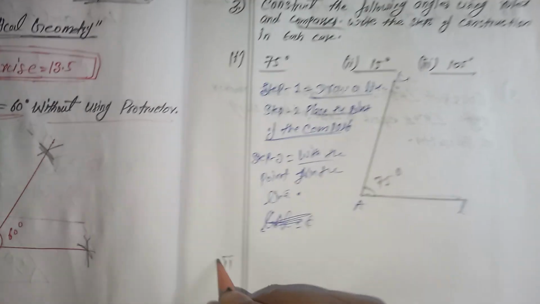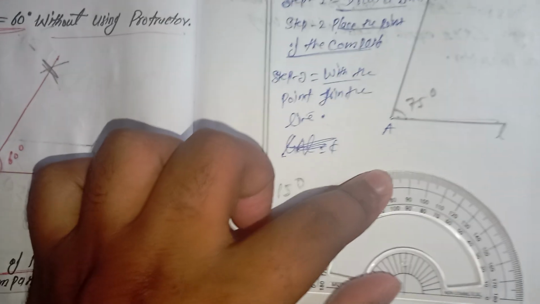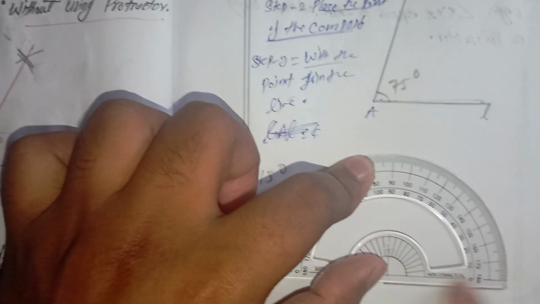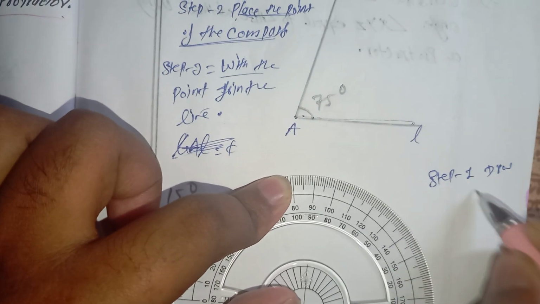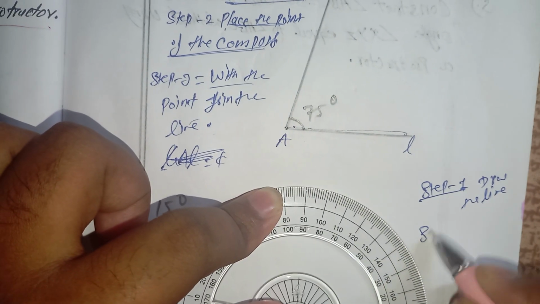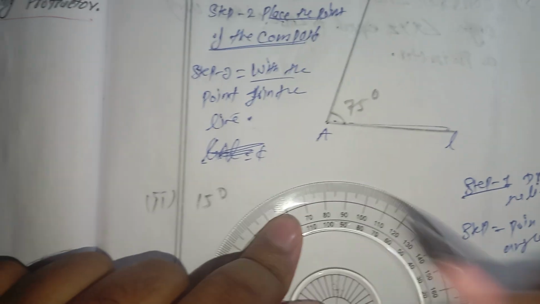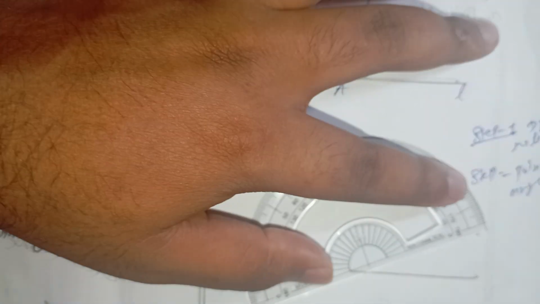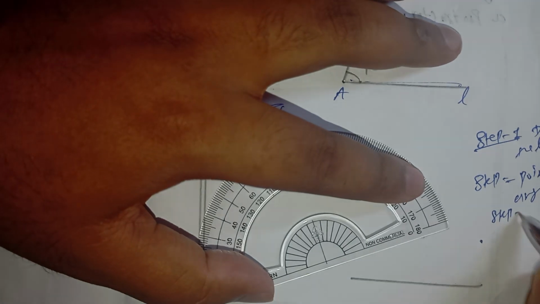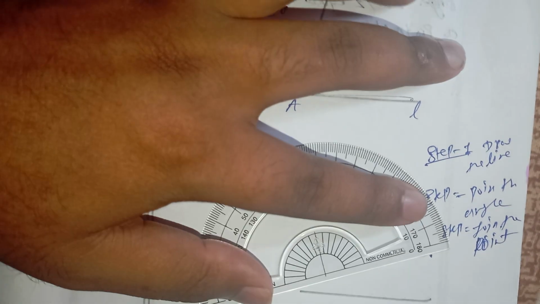Okay, now we have to create a 15 degree angle. This is our compass and this is our first line. Step 1, draw the line. Step 2, point the angle. Where is it? 15 degrees. So 15 is here. Now step 3, join the point. Simple.